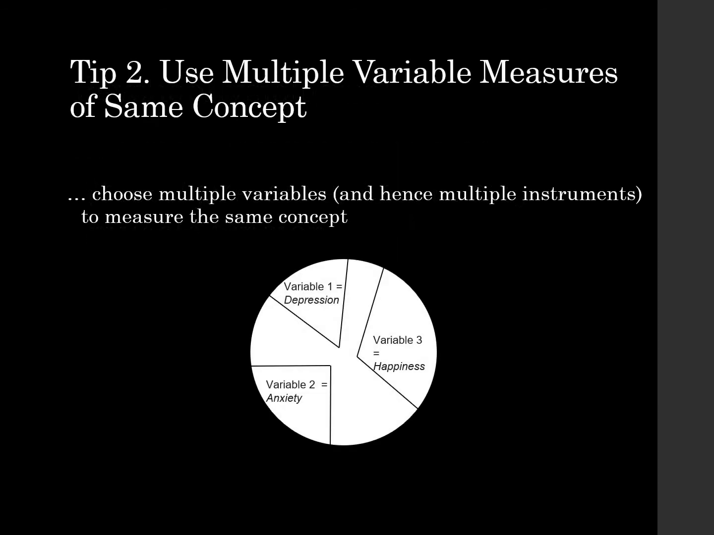A good tip is to use multiple variable measures of a similar or same concept. So choose multiple variables to measure the same concept. So here, we'll look at mental health, for example. We'll look at variables such as depression, anxiety, and happiness. So they're getting a better picture by measuring a variety of variables.